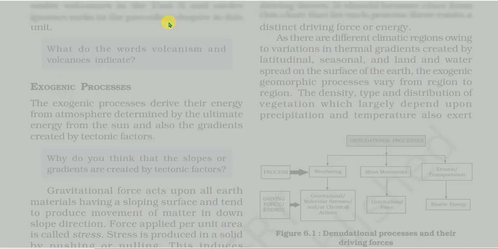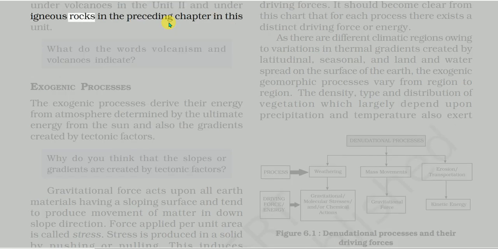Under volcanoes in Unit 2 and under igneous rocks in the preceding chapter in this unit. What do the words volcanism and volcanoes indicate? Exogenic processes. The exogenic processes derive their energy from the atmosphere, determined by the ultimate energy from the sun and also the gradients created by tectonic factors. Why do you think that the slopes or gradients are created by tectonic factors?